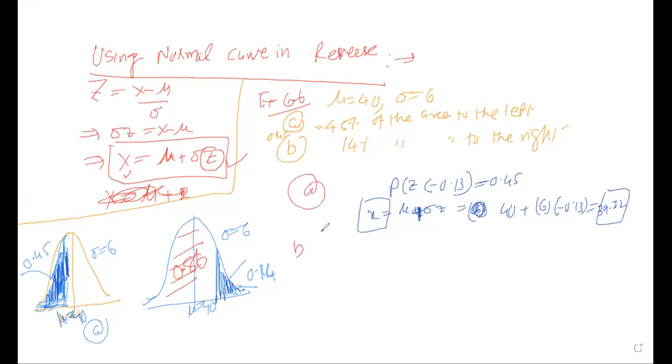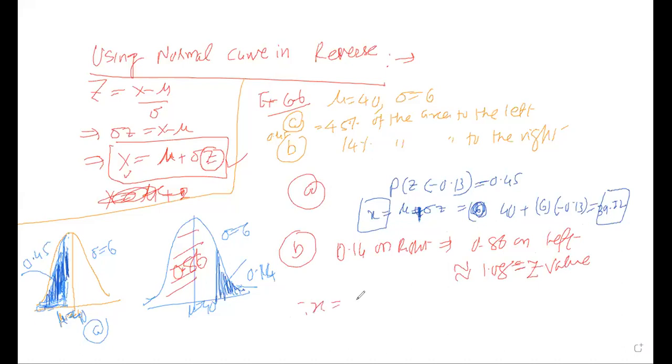And now part B. So 14%, 0.14 on the right implies 0.86 on the left. And this 0.86 corresponds to 1.08, and that is my Z value. And therefore my X value is equal to mu plus sigma Z. Mu remains the same, that is equal to 40, plus sigma is 6, and Z is equal to 1.08. Whatever value we get, maybe 46.48, that is my X value. So that's how you can go the reverse way.